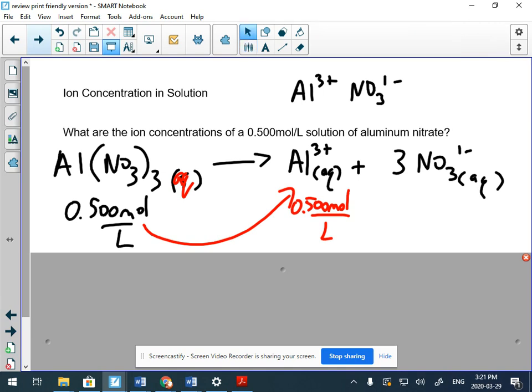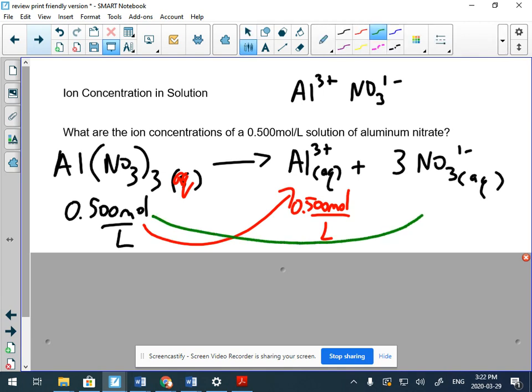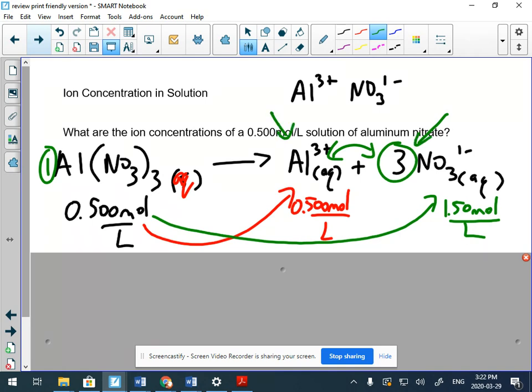Now, what do you think happens when we go to the nitrate ion? Yeah, this is a little trickier. What's the ratio? Well, we have 3 times the amount, right? There's a 1 here. So we would multiply the concentration by 3. 1.50 moles per liter. Now, if you look, from here to here, we have 3 times the amount of nitrate to aluminum, and the concentration is tripled between the two. So the math checks out. So when finding ion concentrations, you use mole ratio to solve it.